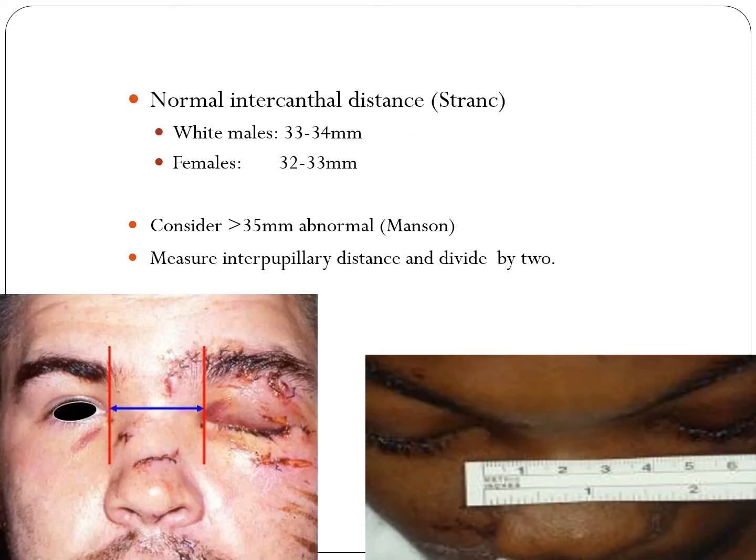So how will you find out the normal intercanthal distance? In males 33 to 34 mm, females 32 to 33 mm. So more than 35 mm is abnormal. So measure the intercanthal distance. Normally it is very difficult in these patients. So how to get the normal value? Take the interpupillary distance and divide by 2, that's the intercanthal distance of that patient.